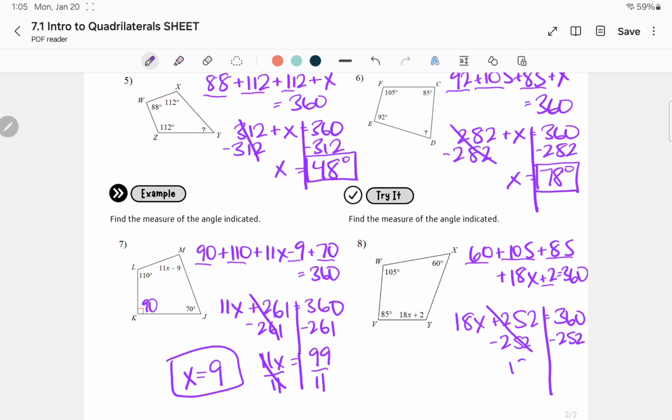That gives us 18x on the left. And 360 minus 252 is 108. And now just divide 108 by 18. And we get x is equal to 6. All right. So let me know if you have any questions.